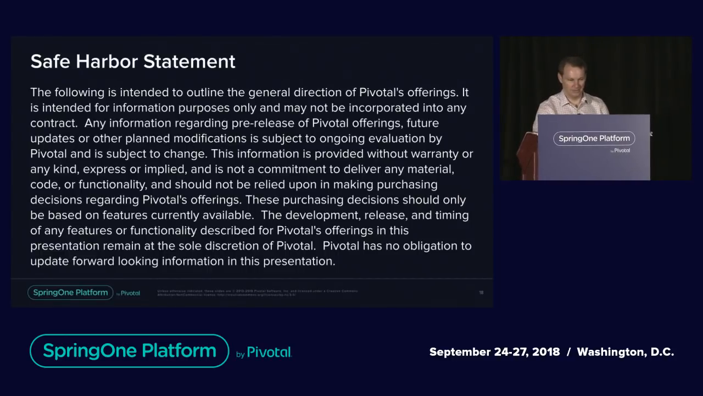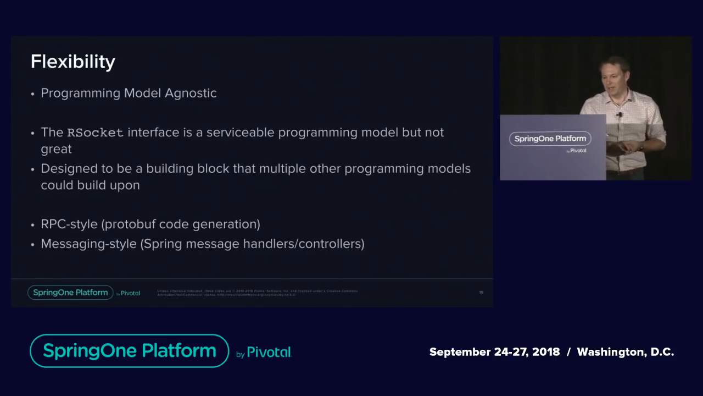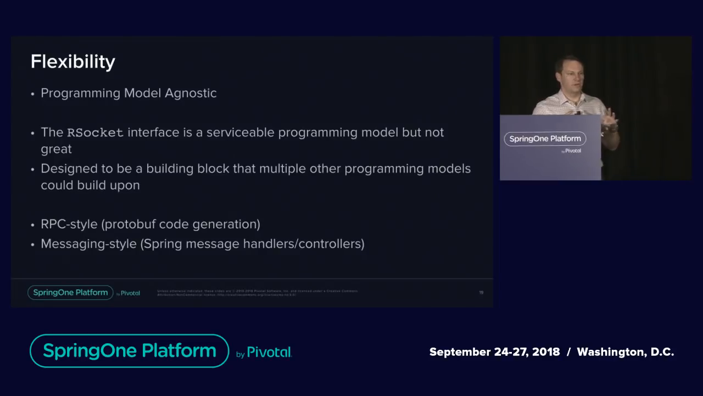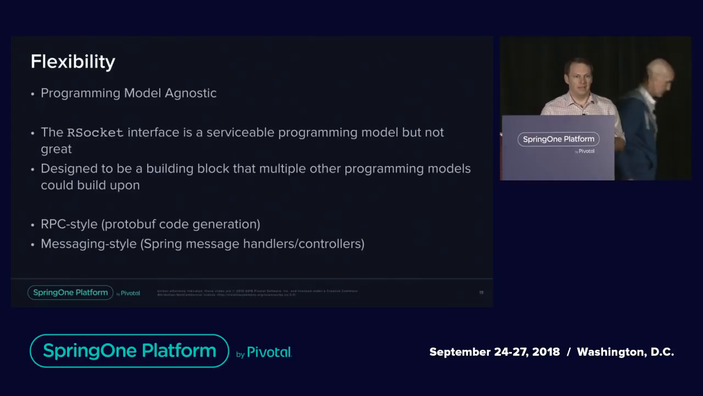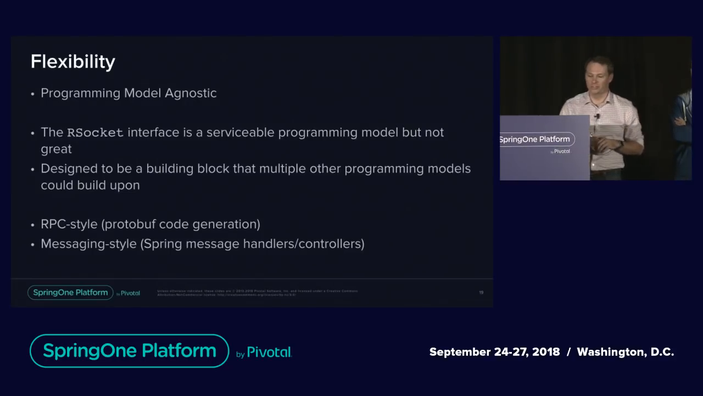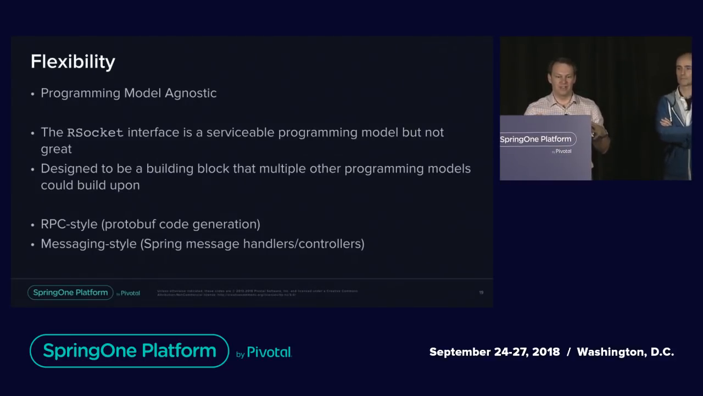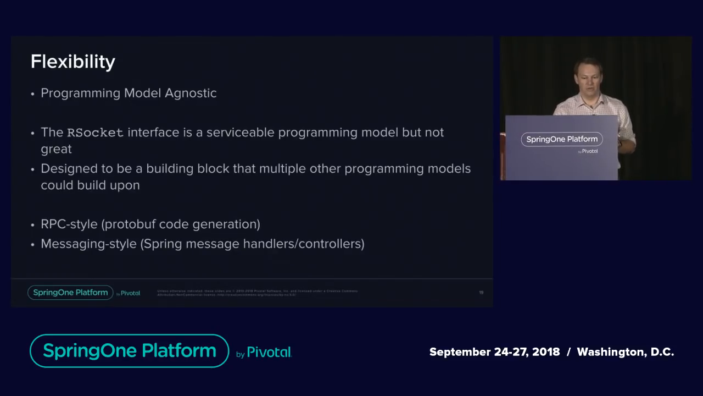Will do. So I'm going to throw up a safe harbor statement. We're going to talk about the future a little bit. So continuing on the flexibility theme, in addition to being transport agnostic and language agnostic, programming model agnosticism is actually a big goal for us as well. The RSocket interface is a serviceable programming model. You saw the code right there, but it's really designed to be a building block that other programming models can be layered on top of. You could do it, but it's probably not the best code you're going to want. And so we'll take a look at a couple more.